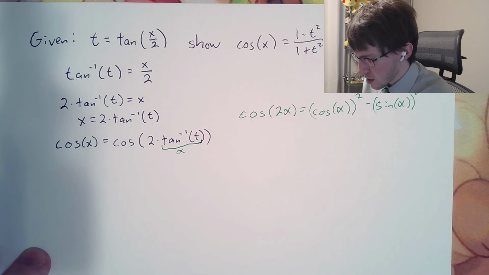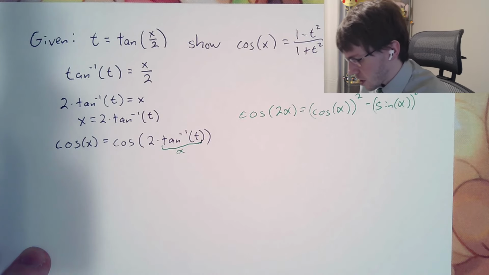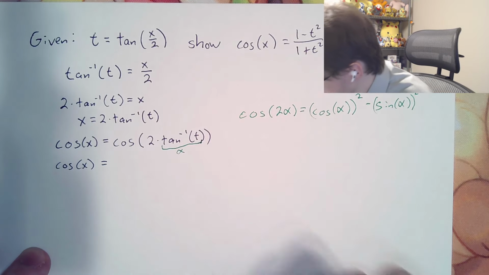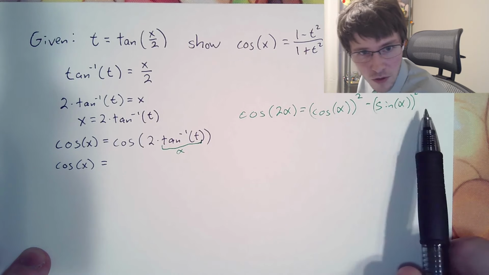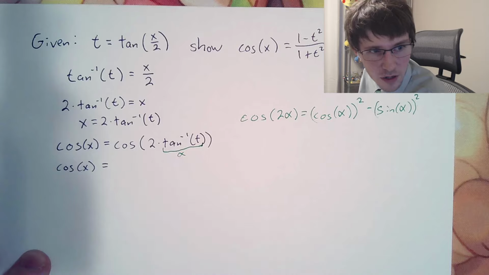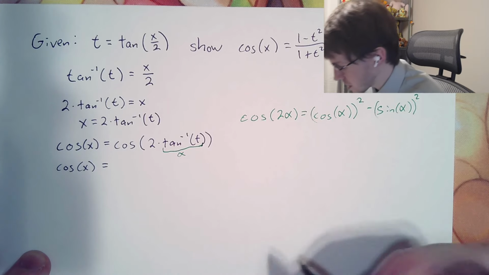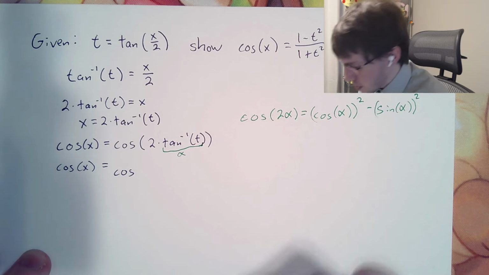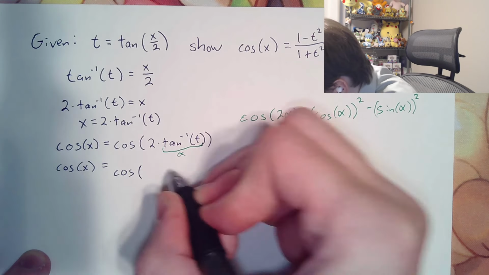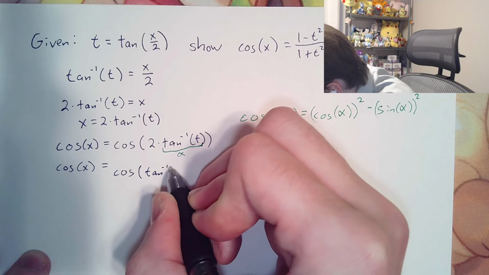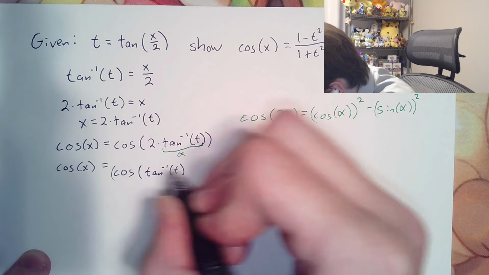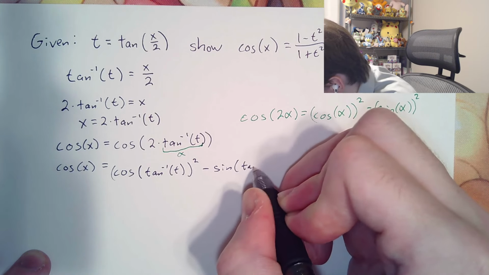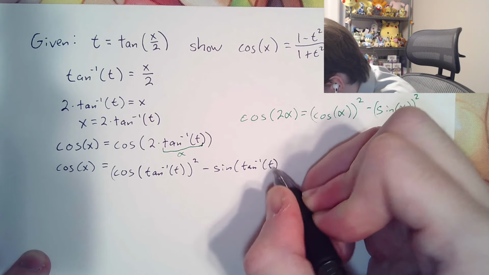So right away, we can go ahead and say that this right here, the cosine of x, is in fact equal to this entire thing on the right-hand side, where our alpha is our tangent inverse of t. So we're going to say the cosine of the tangent inverse of t, and then all of that squared, minus the sine of the tangent inverse of t.